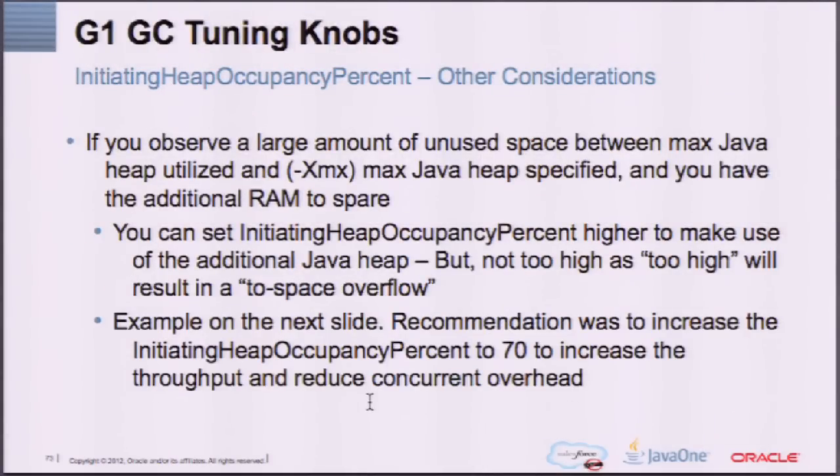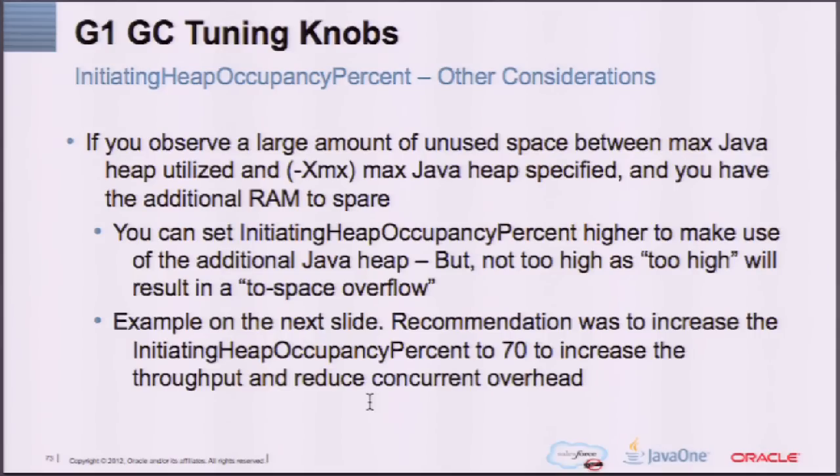Okay, so if you observe that the maximum heap you're utilizing is below the actual maximum heap that you specified, and you have that room, and you want the GC to use that, and you don't have anything else in mind for that particular space, I will show an example. If you want to use that, guess what? You can set your initiating heap occupancy percent higher to push that maximum heap utilized occupancy higher, right? That's what it means. But be careful not to set it too high. Guess what? If you set it too high, then you end up with a to-space overflow.